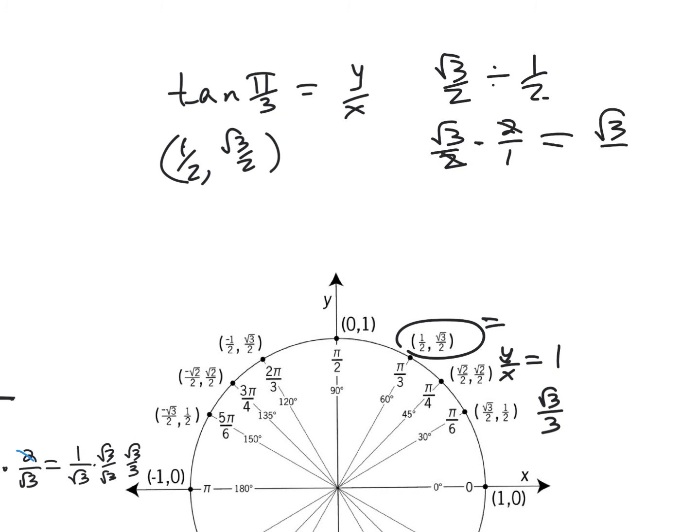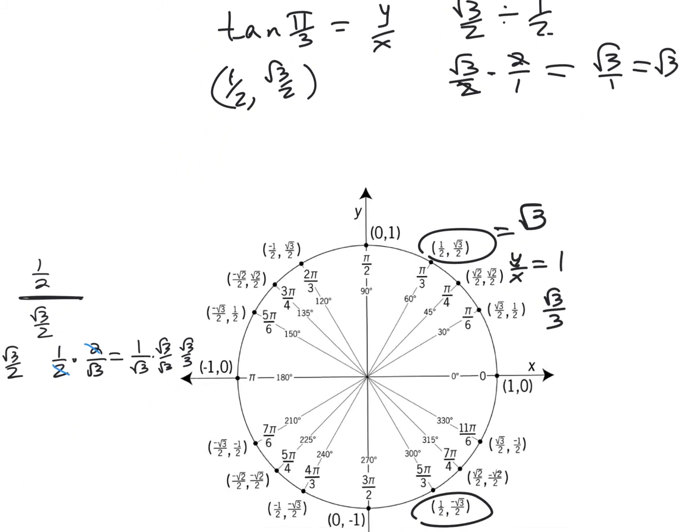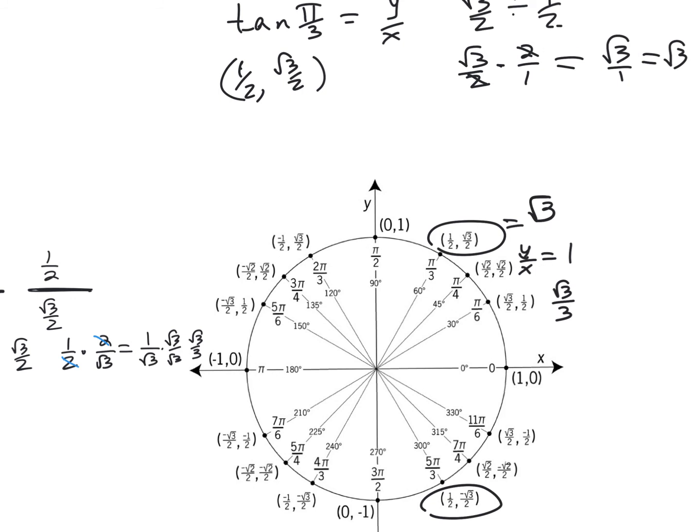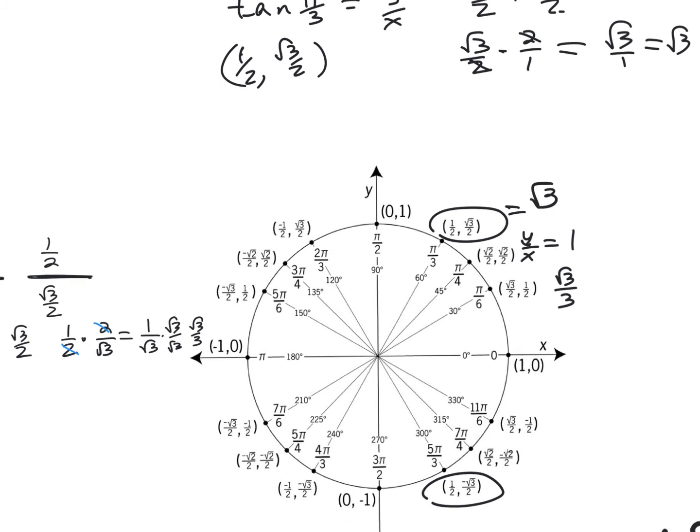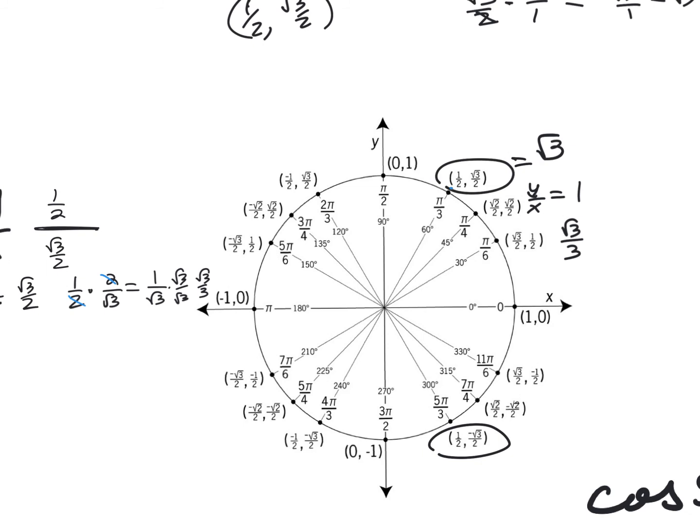Simplifies. I get root 3 over 1, which is just root 3. So now, each one of these ordered pairs is repeated throughout the whole unit circle. Notice this one right here is the same as this one. The only thing different is the signs. So now, instead of being a positive root 3, it's a negative root 3. Same thing here is a negative 1, and then this one's negative root 3 over 3.